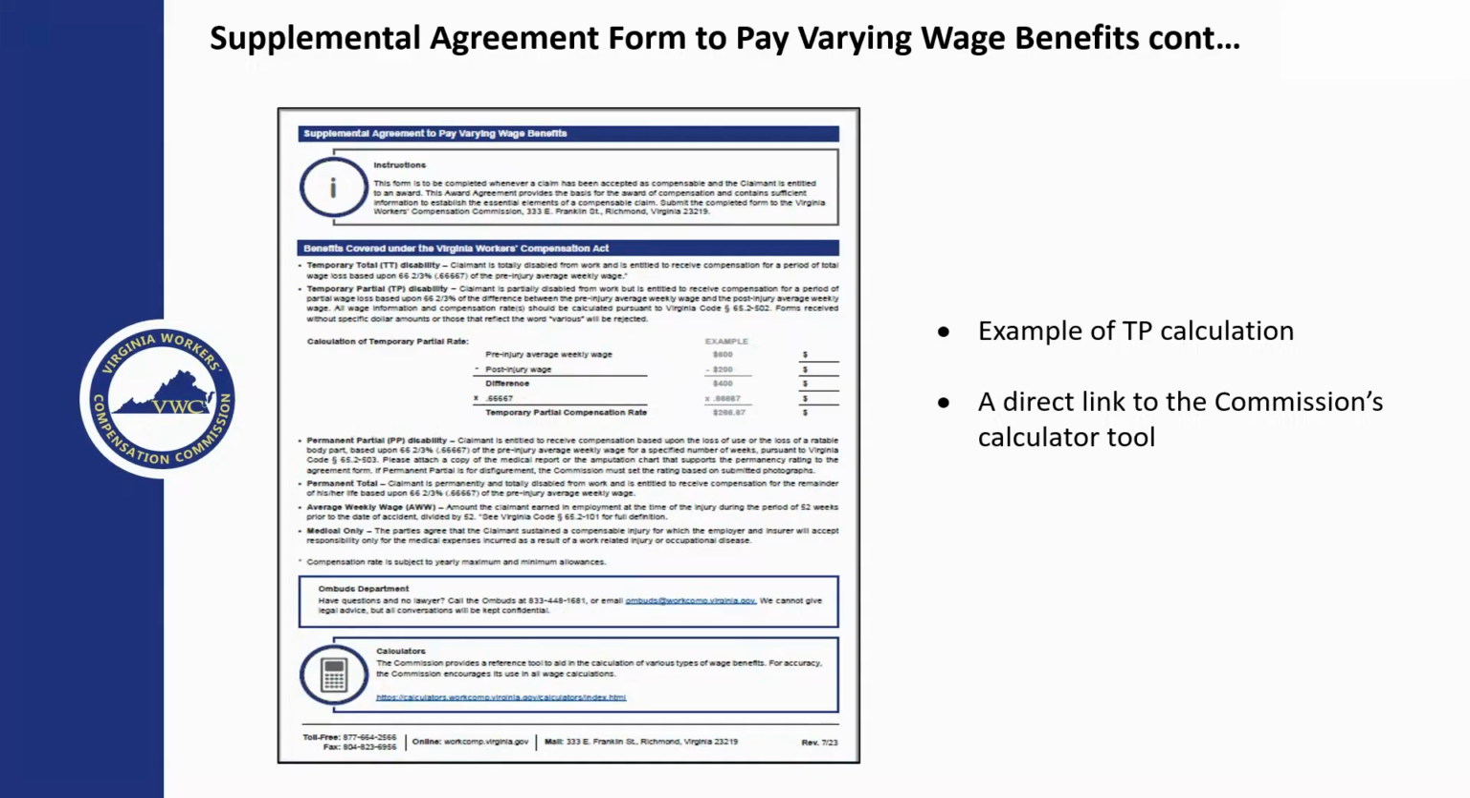The Supplemental Agreement to Pay Varying Wage Benefits form was formally approved by the Commission and placed on our website at the end of 2023. We hope to incorporate the form as a drop-down option in our web file system, but in the meantime, a PDF version of the document can be found on the Commission's website under VWC Forms.